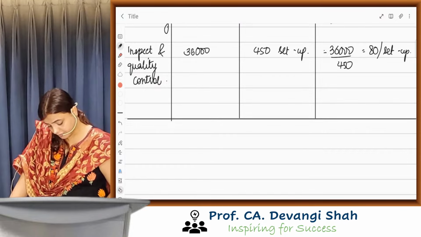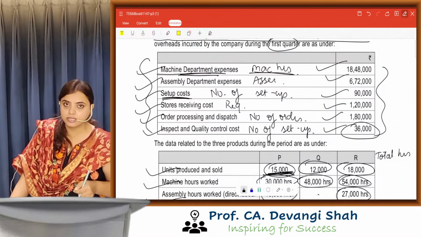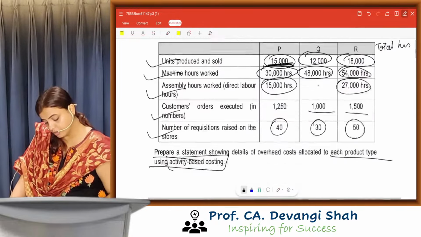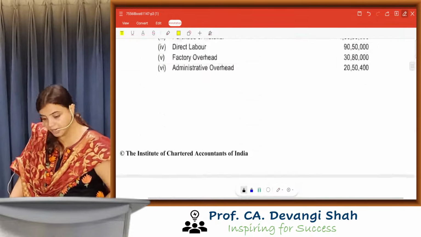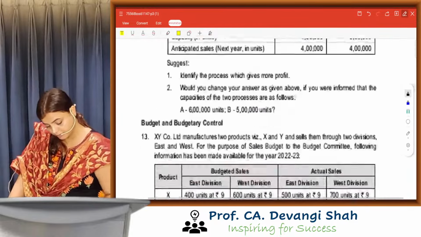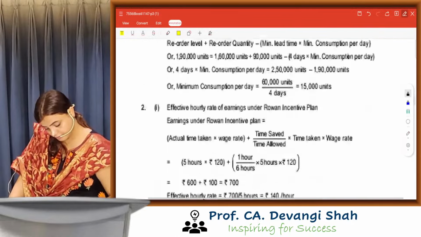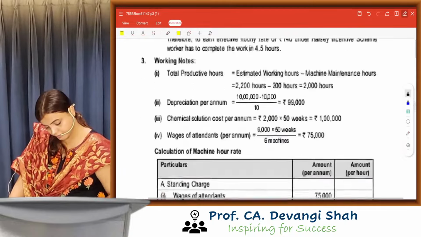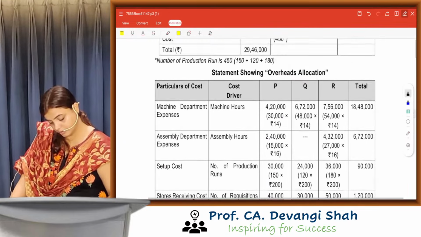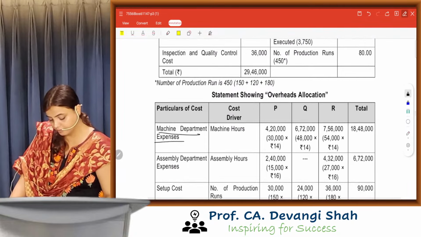Now only one task remains. You have got all the activity based cost driver rates. Charge it to the product. I'll show you the solution here only, which you can do by yourself because it is mere multiplication that is required to be done. So we have got the rate of machine department as 14.